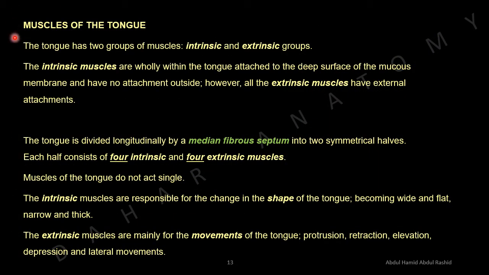Muscles of the tongue. The tongue has two groups of muscles, intrinsic and extrinsic groups. The intrinsic muscles are wholly within the tongue, attached to the deep surface of the mucous membrane, and have no attachment outside. However, all the extrinsic muscles have external attachments. The tongue is divided longitudinally by a median fibrous septum into two symmetrical halves. Each half consists of 4 intrinsic and 4 extrinsic muscles.